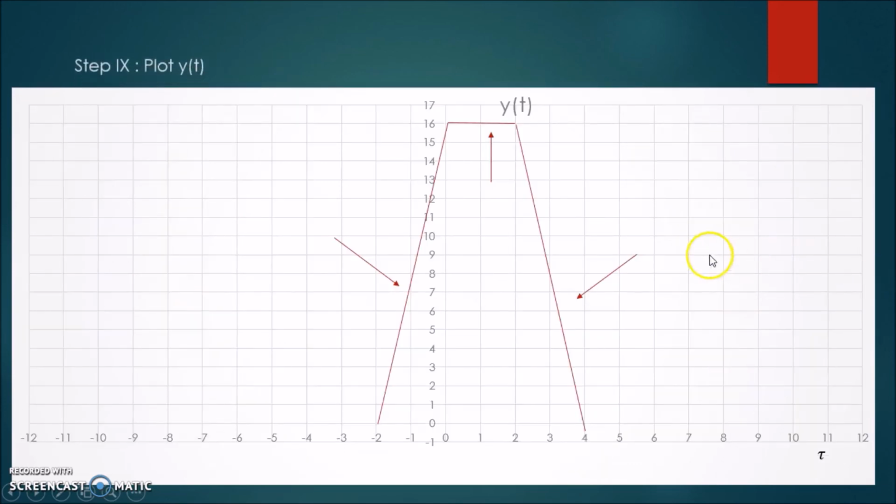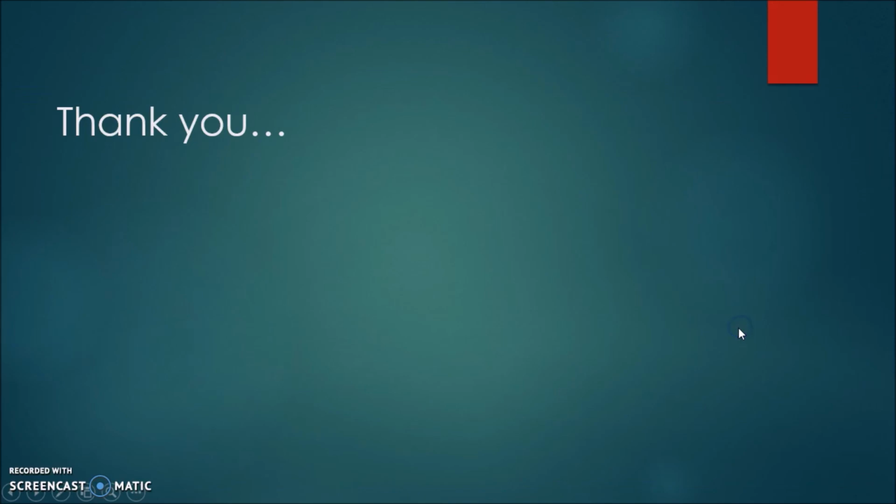In the final step, we have to plot the y of t. So here this is the y of t, that is 8t plus 16 between minus 2 up to 0. Second, y of t is equal to 16 between 0 up to 2, and it is equal to 32 minus 8t between 2 and 4. So this is about the convolution of the CT signals. Thank you very much for watching.